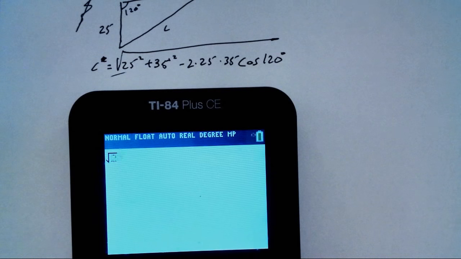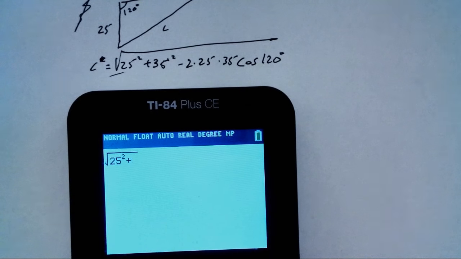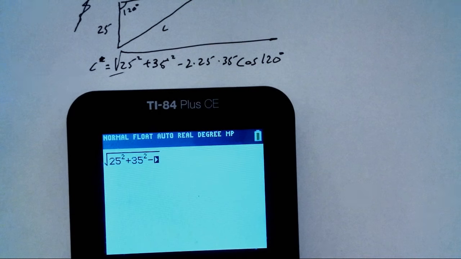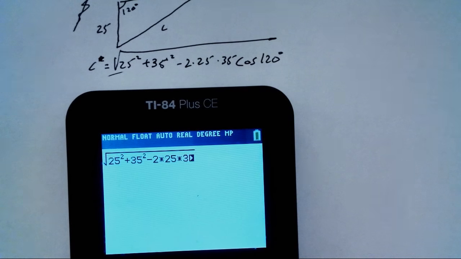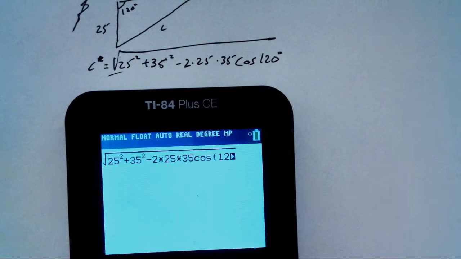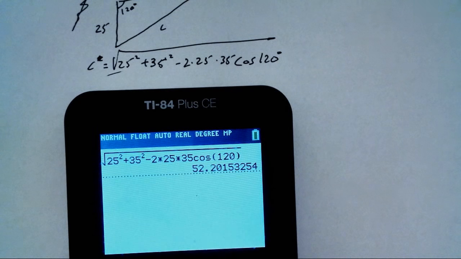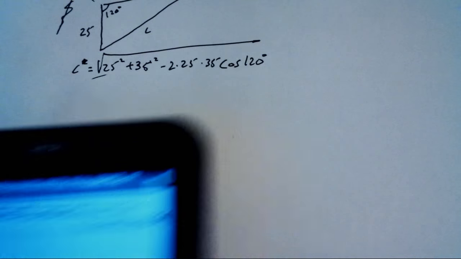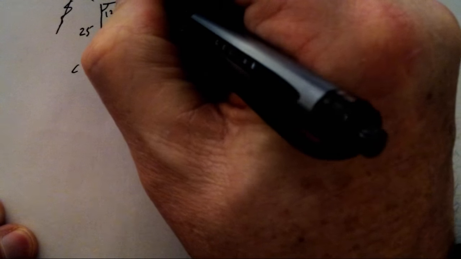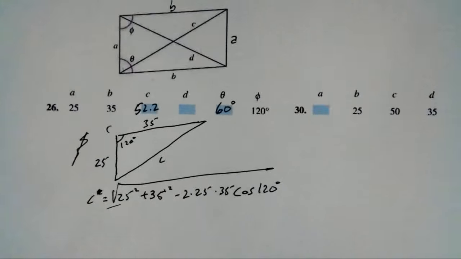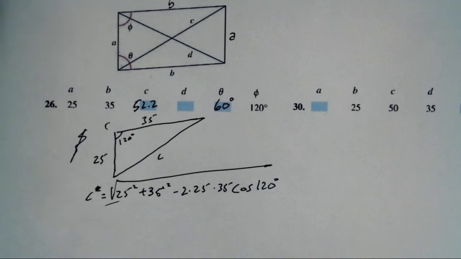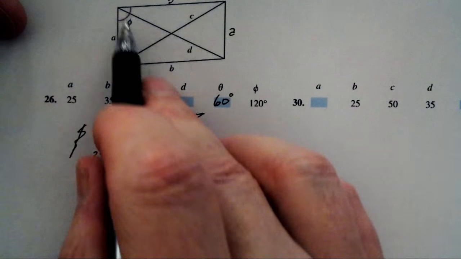Second, big square root, 25 squared plus 35 squared minus 2 times 25 times 35 times cosine of 120. And we get 52.2. So we got 52.2 units for it. And now we can find D.